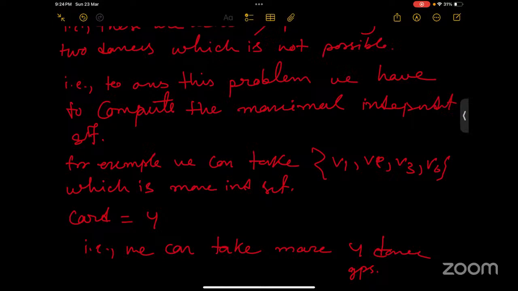Also we can relate it: if you compute the maximal independent set, that means the maximum number of vertices possible. So you have to associate the dance group with a vertex. That is how you have to associate the problem with the elements of graph theory, like vertices and edges. Is it clear? Madam, how do we calculate the minimum?